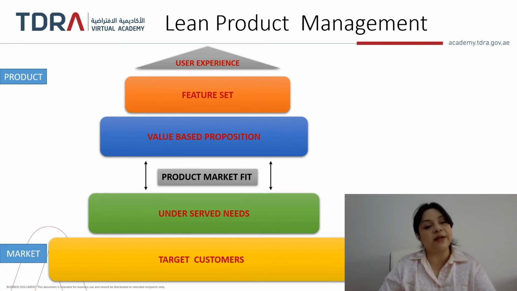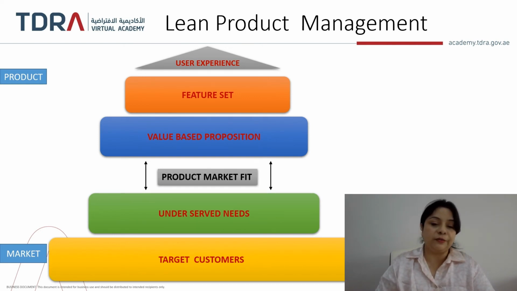Then in the product segment, we have the value based proposition, the feature set, and the user experience. The distance between these two sets, the product and the market set, is where the product market gap usually exists. This product market gap has to be continuously closed through various testing measures to achieve the product market fit that we see over here.